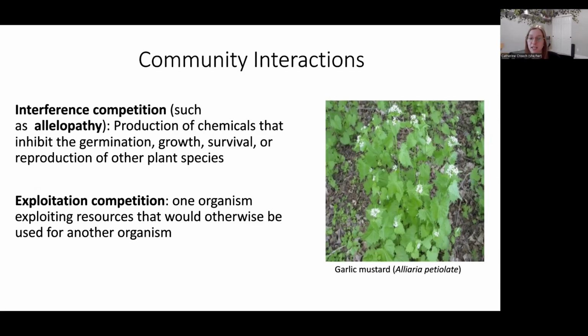Then we have exploitation competition, and that's when one organism exploits resources that could be used by another. For example, a vining plant like English ivy. English ivy is an invasive plant in our area, and what it does is it climbs up the lengths of other plants and it grows on top of them. So it benefits because it gets access to the sun, but the other plant is harmed because it shades out the other plant that it's growing on. So it can essentially starve out trees by growing all over them.